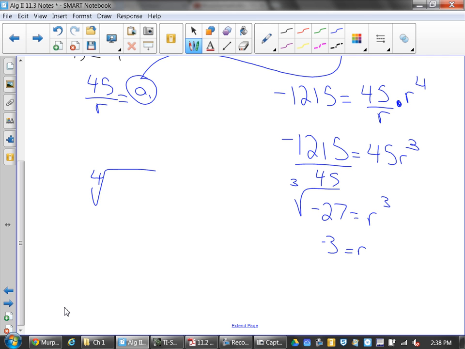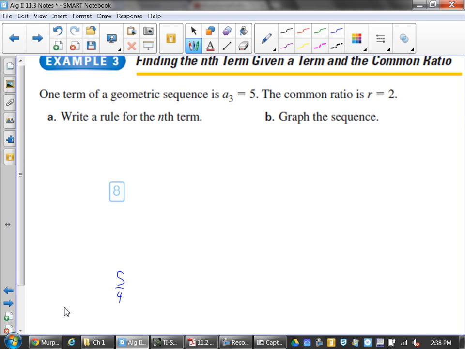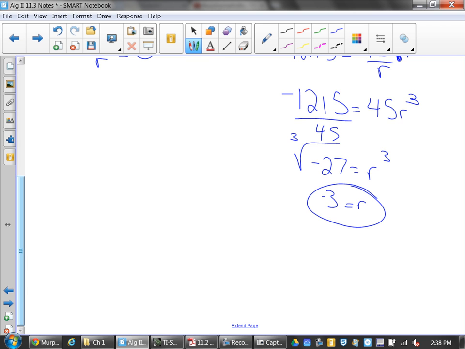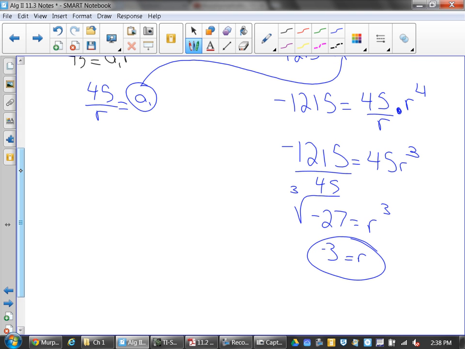Now we're almost done with this problem. We know what our rate is, but we still don't have our first term, but we know that the first term is equal to that value divided by the rate. Convenient, isn't it? Excellent. So your first term is negative 15. Now you know your first term, and now you know your rate, and you write out the equation.